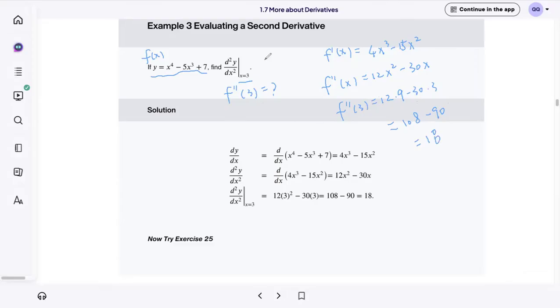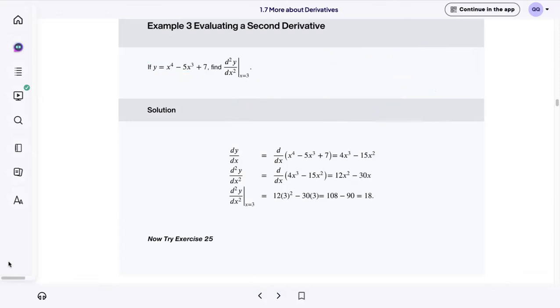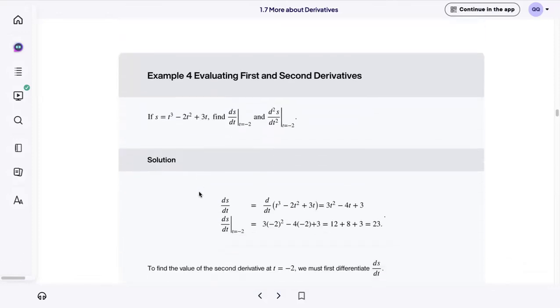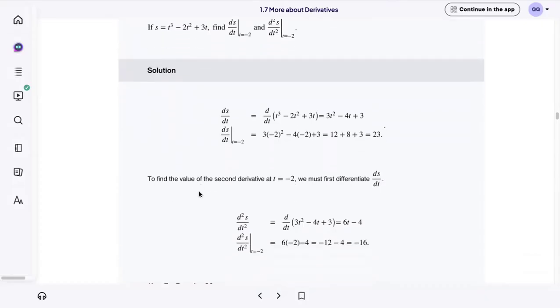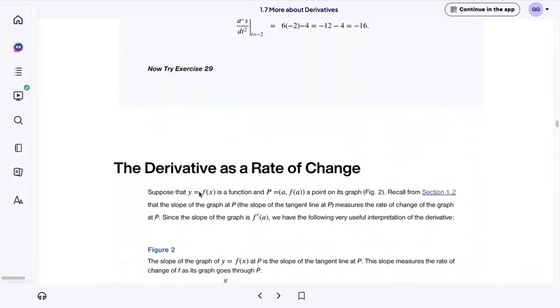So the notation looks annoying, but that's what it means. That's what this function wants. It wants you to take a second derivative, then evaluate at x equals 3. So this one is similar. I'm not going to do that.